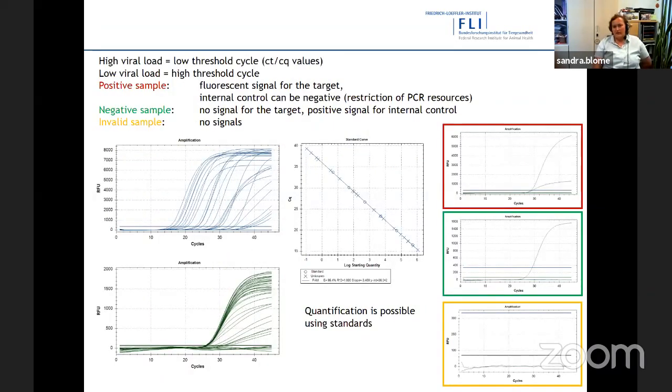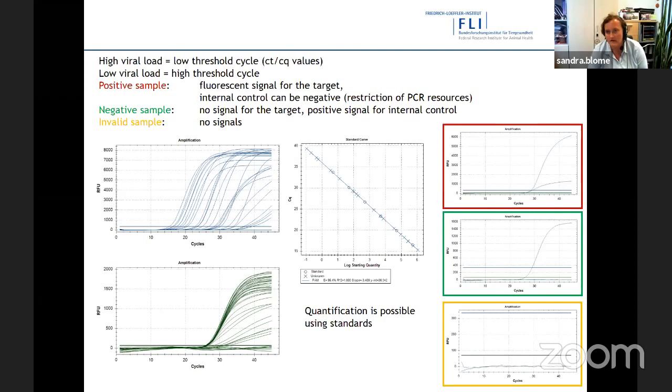Just to give you an example, I heard yesterday how to interpret these Cq values. If you have a sample with a high viral load, you have a low threshold cycle because the fluorescence is rising soon. If you have a low viral load, it's the other way around, you have a high threshold cycle. If you have a PCR with a control, for a positive sample, you have a fluorescent signal for the target, but the internal control can be negative.